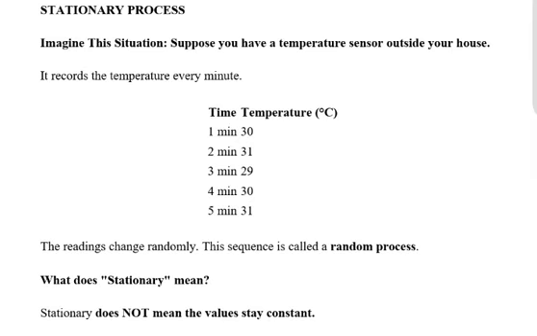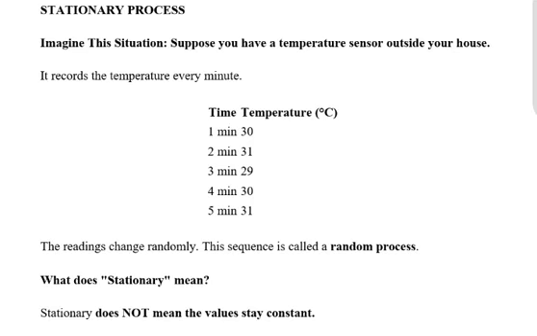So I'm just going to pick the first 5 minutes' values. The temperature is 30 degrees Celsius at the first minute, 31 degrees Celsius at the second minute, 29 degrees Celsius at the third minute, 30 degrees Celsius at the fourth minute, and 31 degrees Celsius at the fifth minute. Okay, we can see that there is no relationship between these values. It is just varying randomly, right? So whenever I have a sequence whose values change randomly, I call it a random process.